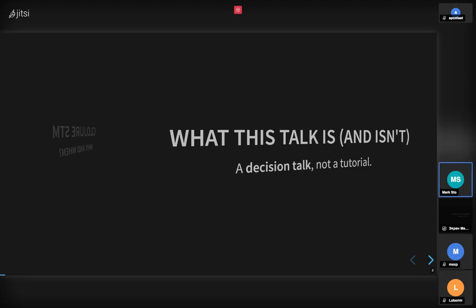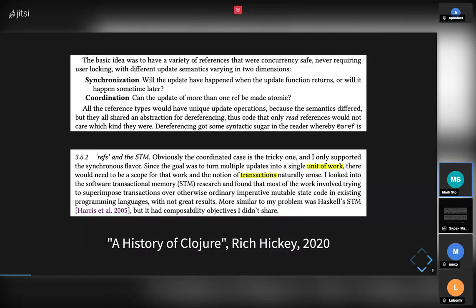Second, please. Yeah, let me read what the author says. More similar to my problem was Haskell's STM, but it had composability objectives that I didn't share. So not much. And given that this whole topic, software transactional memory and its implementations, is still an active research area, I at least didn't myself see any comparison papers.